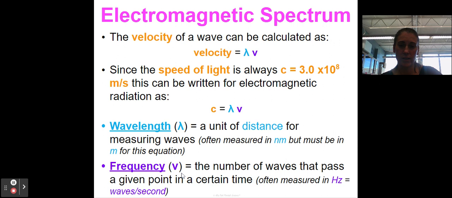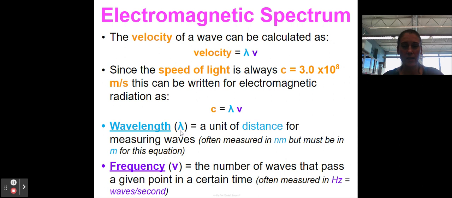Frequency, which is represented by nu, the fancy V. This is the number of waves that pass a given point in a certain time. And we use hertz, Hz, as your units. That's also the equivalent to waves per second or inverse seconds. Sometimes we use that as well, like 1 over s or s to the negative 1. That's the same thing as well.